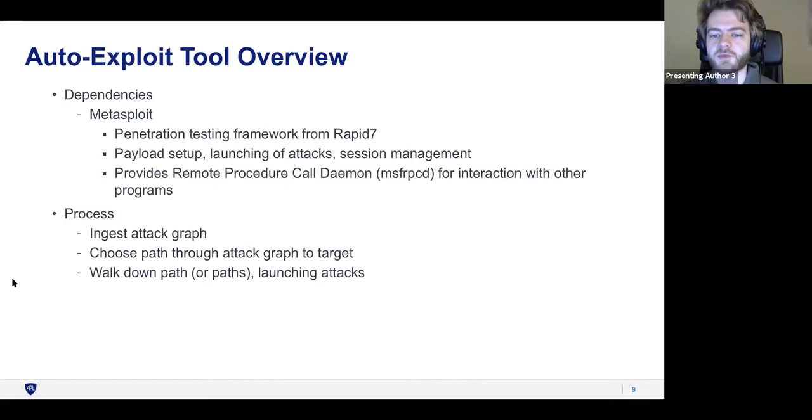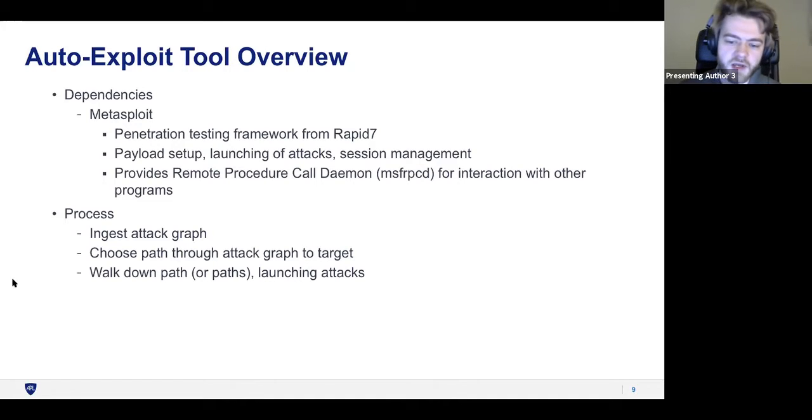So surprise, surprise, we're wrapping another tool. This one is Metasploit, which you're almost certainly familiar with. It's a penetration testing framework from Rapid7. Metasploit handles a lot of things really nicely. It handles payload setup, it handles actually launching and sending the exploit, and it also handles session management, so keeping track of who you've exploited and who you haven't. And a little known feature, it provides an RPC daemon so that you can easily interact with it through other programs. All of that made it a really good candidate for our auto exploit tool.